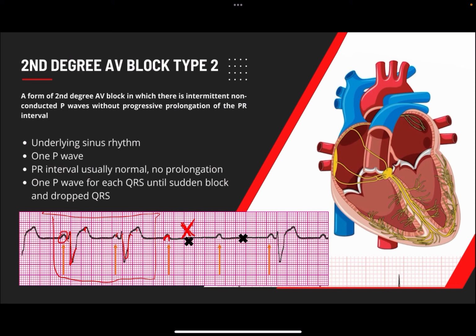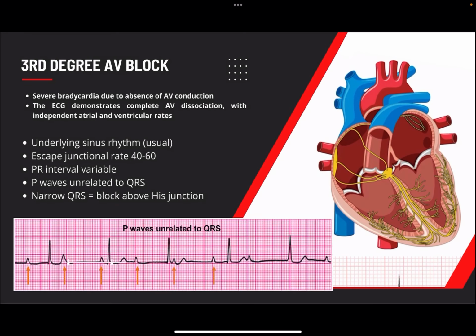There's no warning that your QRS would go missing. Okay, there's no prolongation on this one. So second degree AV block type 2, there's a dropped QRS complex. The PR segment could be normal, but then you have a missing QRS. Okay.